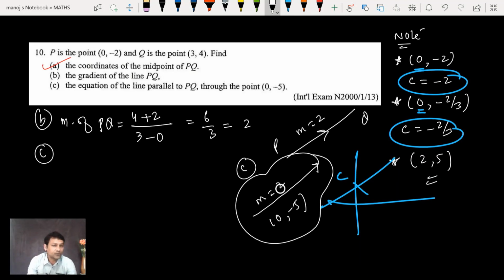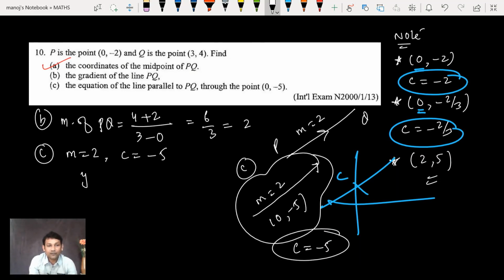So from this part, what can you observe? What is M? M is 2 because the lines are parallel. And what is C? I told you this, when you have 0 as the x-coordinate, we don't need to find C. C is automatically in the coordinates. So M is 2 and C is minus 5. So we don't need to find M and C, it is already given, and that's we have done. It's a very good example.